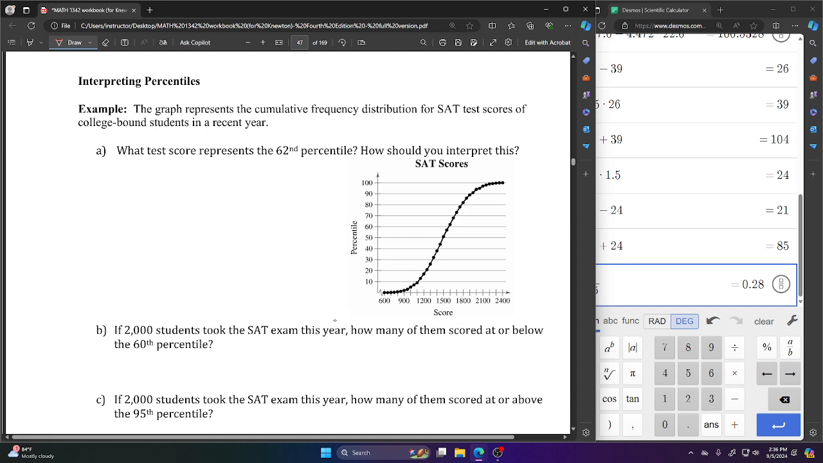So the graph represents what's going on here. Test score represents what test score is at 62 percentile. Okay, so it says percentile right here. So I'm going to go 62. Oh, it's that guy right there. Okay, here we go.